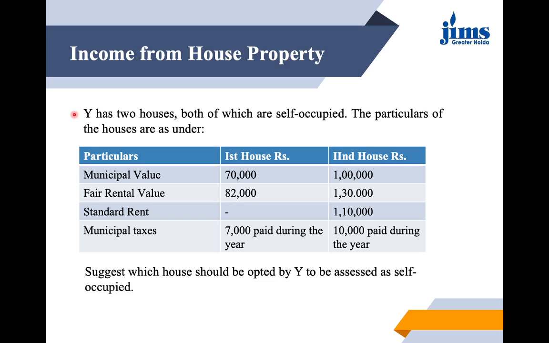A person Y has two houses, both of which are self-occupied. The particulars of these houses are as follows. Municipal value is given to us: one is 70,000, the other is 1 lakh. Fair rental value is 82,000 and 1 lakh 30,000. Standard rent is not quoted for the first house, and it is 1 lakh 10,000 for the second house. Municipal taxes of 7,000 are paid during the year for house 1, and 10,000 for house 2 during the year. We need to suggest which house should be opted for by this person Y to be assessed as self-occupied.